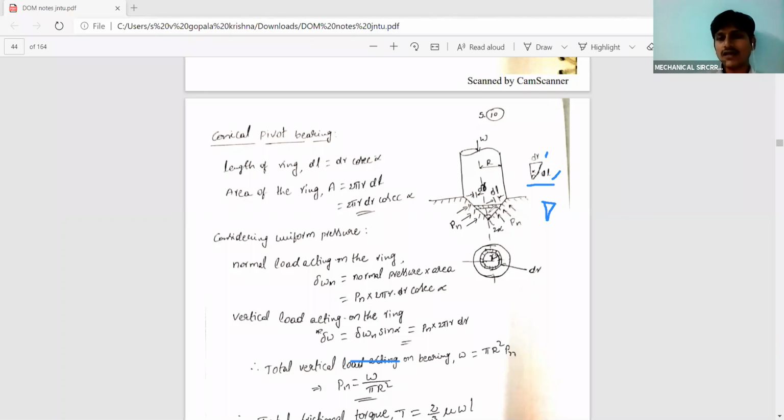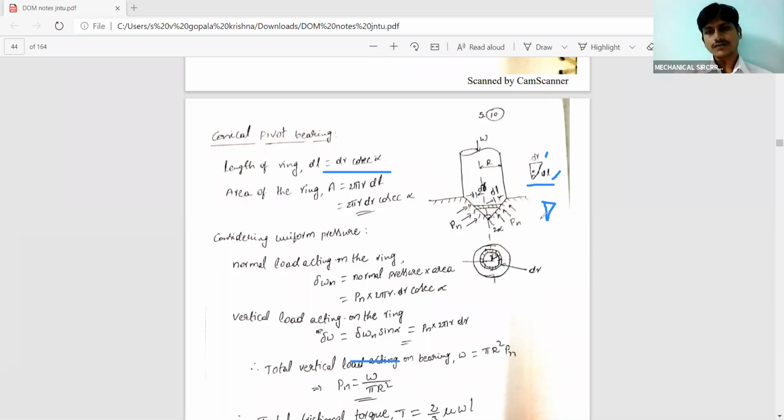So how do we find the dl value? All of you observe that when we take sin alpha equals dr by dl, isn't it? Sin alpha equals dr by dl from the triangle. But the required value is dl, so dl equals dr by sin alpha. It may also be written as dr cosecant alpha. dl equals dr cosecant alpha. That is the length of the ring.